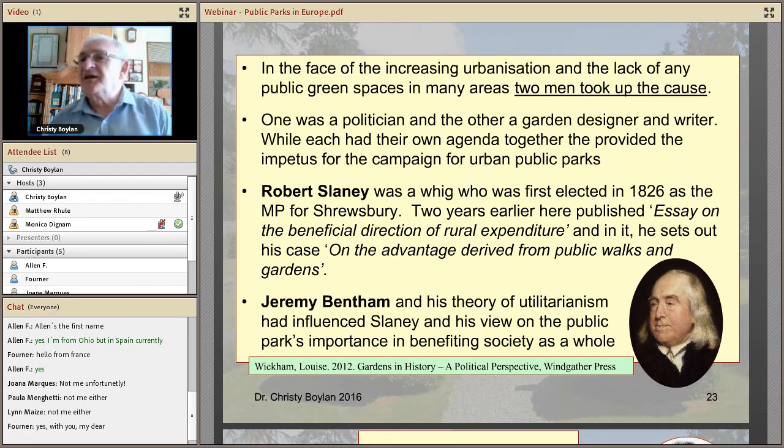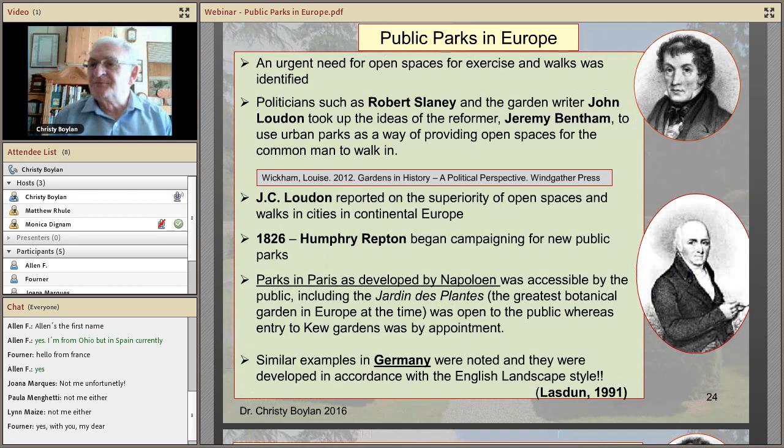So in the face of increasing urbanization and the lack of any public green spaces in many areas, two men took up the cause. One was a politician and the other was a garden designer and a writer. And while each had their own agenda, together they provided the impetus for the campaign for urban public parks.